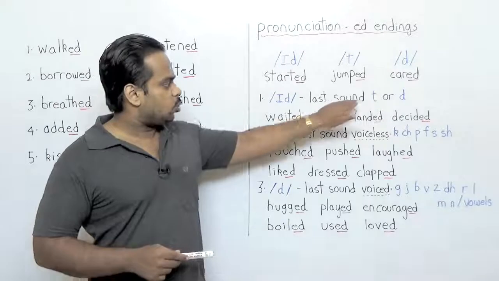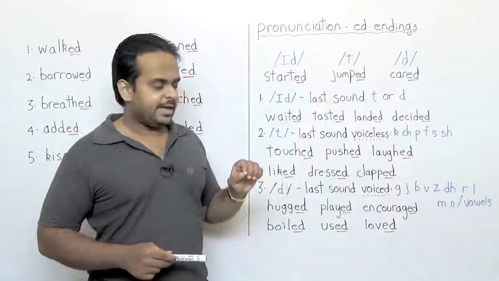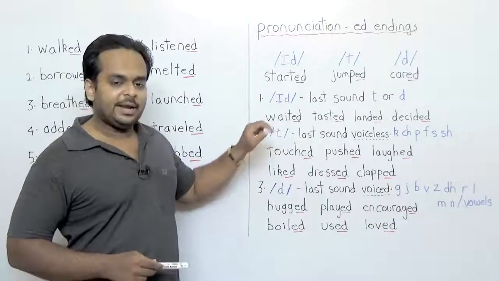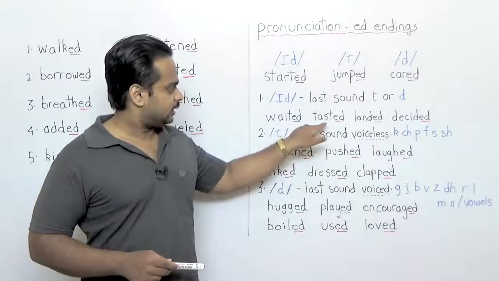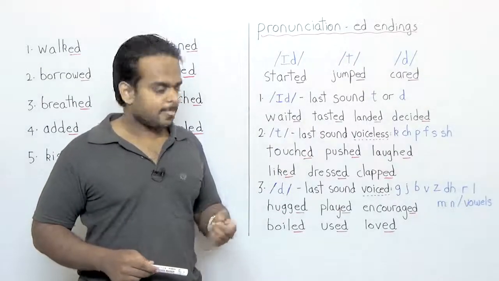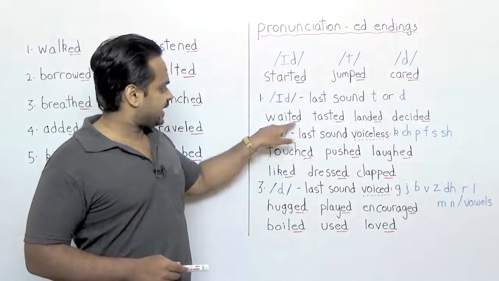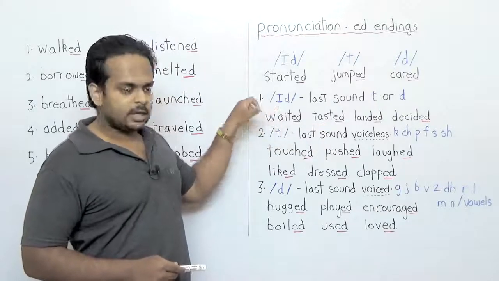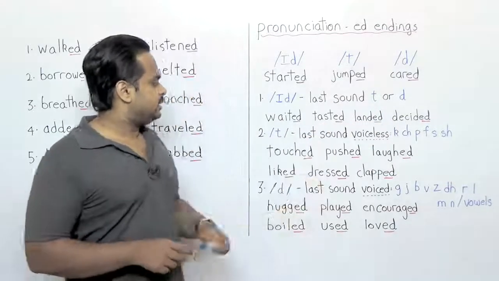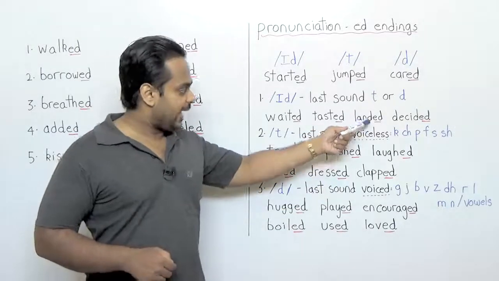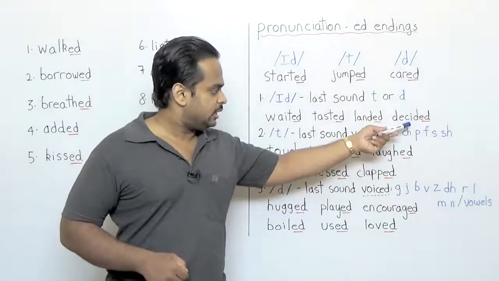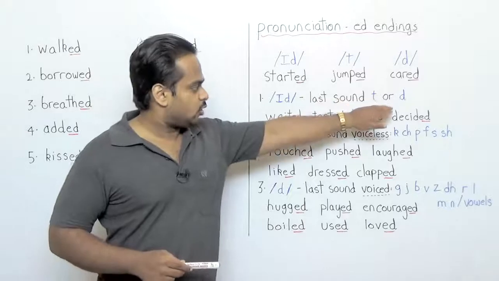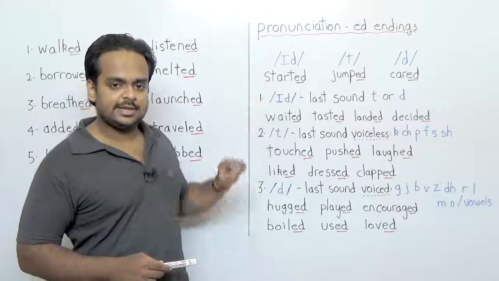If the last sound in a word is t or d, then the ed ending is pronounced id. Like, for example, waited, waited, tasted, tasted. In both of these words, the last sound before the ed ending is t, so we use id. Similarly, in these two words, the last sound is d, so landed, landed, or decided, decided. Okay? So if the last sound is t or d, then the ed ending is pronounced id.